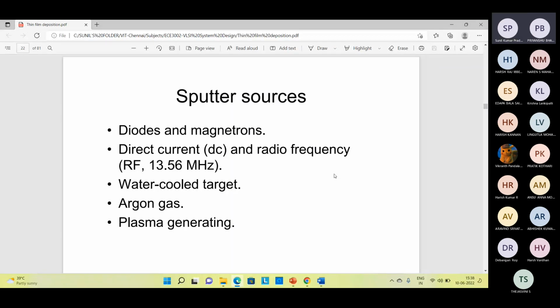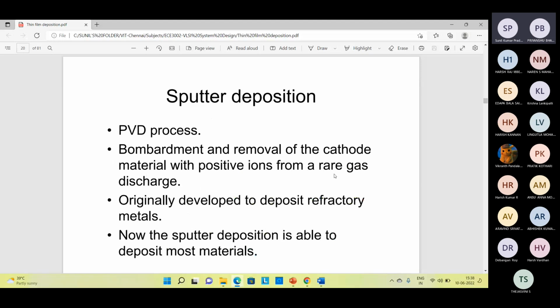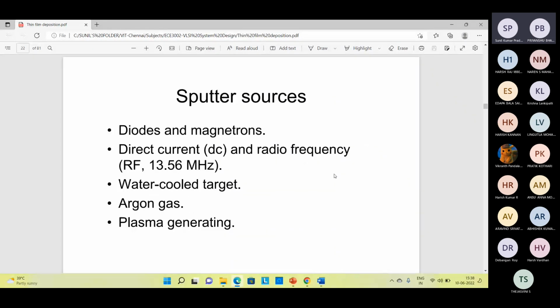The rare gas element, like argon, is introduced in the system, and it becomes ionized with the application of the electric field. It is then attracted towards the cathode material, and eventually ejects some of the metal from the target, and finally deposits it on the substrate.